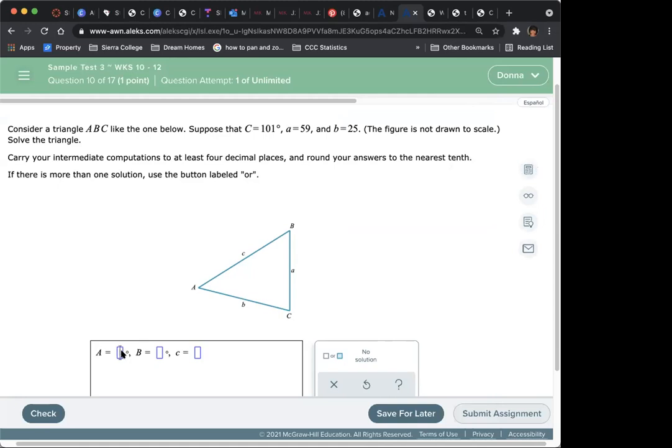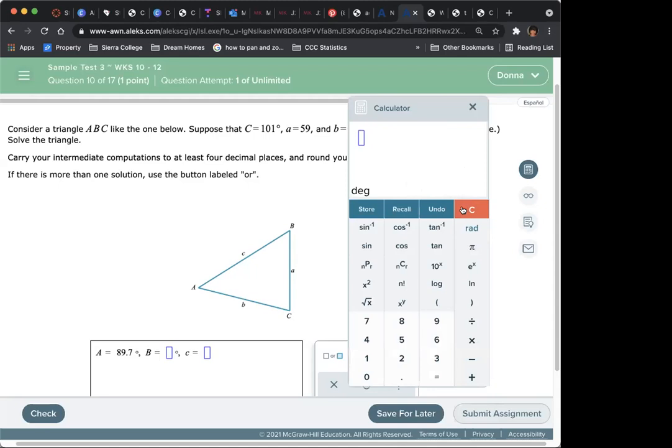So I'm going to put in the 89.7. I'm going to put in B, which is going to equal 101, because that's the angle that they give us, plus 89.7. We just derived it using the law of cosines, but you could do it with the law of sines. I'm going to add those up.